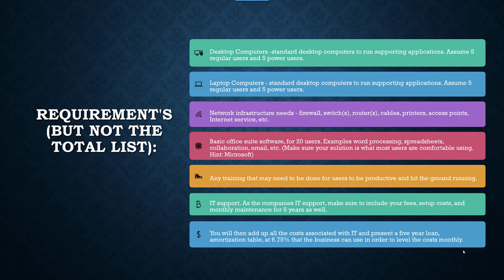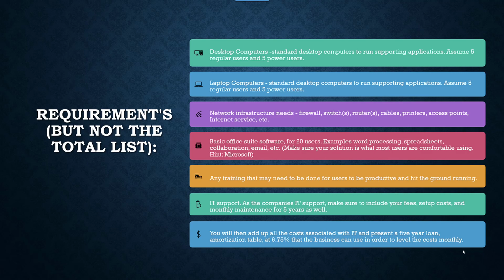Then laptop computers, same thing: 5 regular users, 5 power users. Those regular users are definitely going to travel and want to be mobile with their laptop computers. You can decide if you're going to include the ability for them to plug their laptop in while they're in the office. Assume that all 20 people within this company are going to have desks and work in the office, and 10 of them are going to be mobile and work remotely.